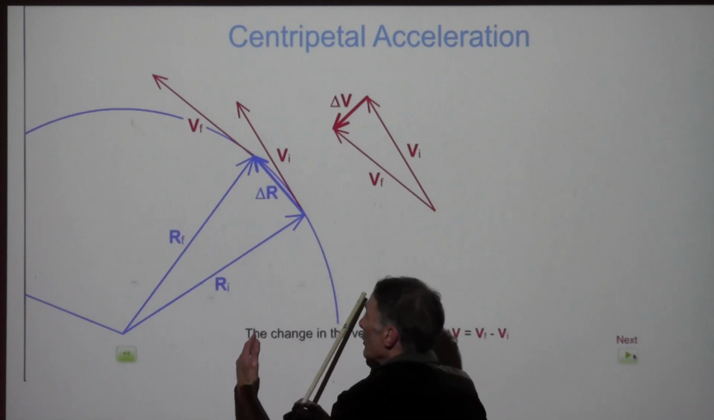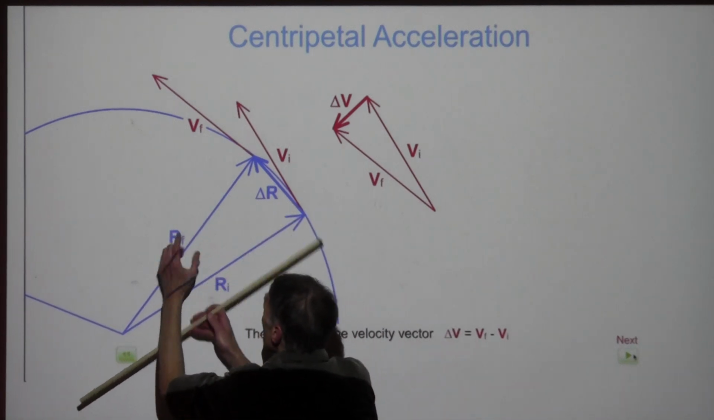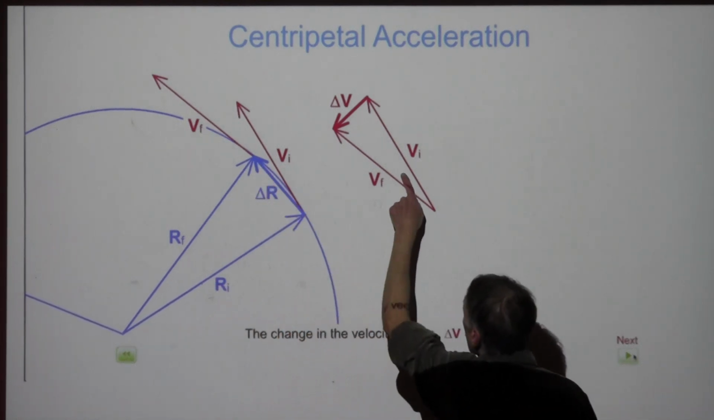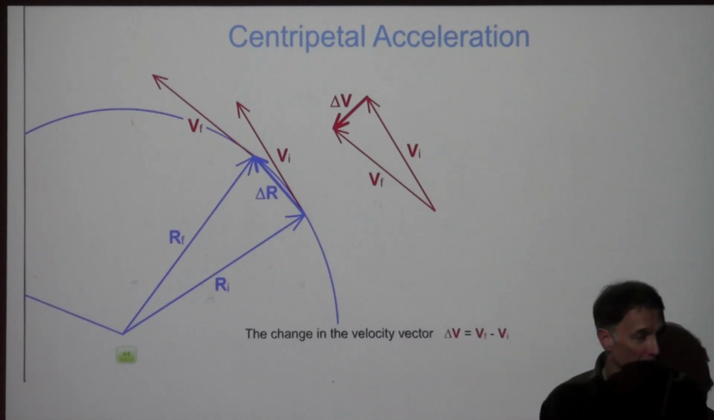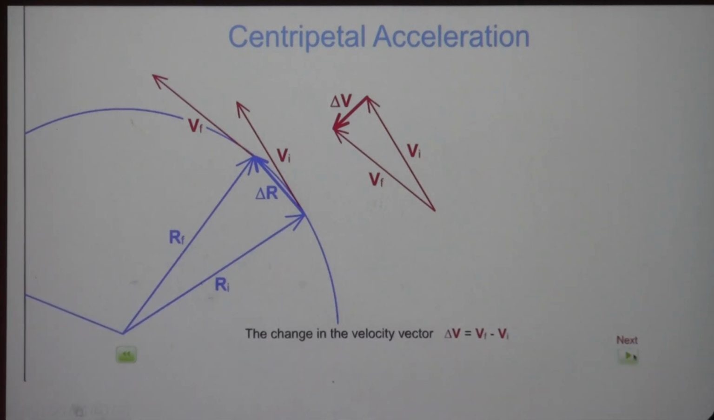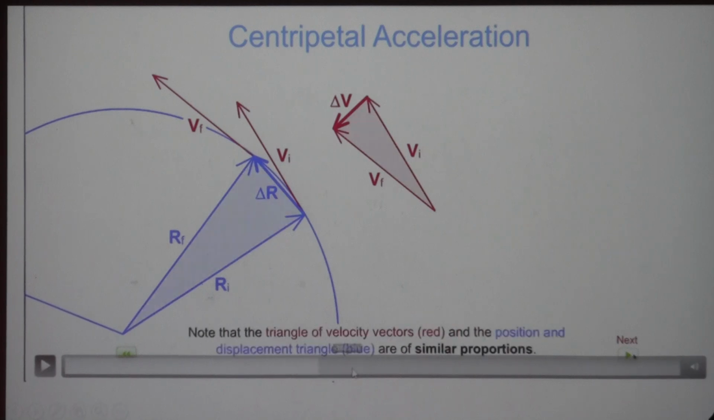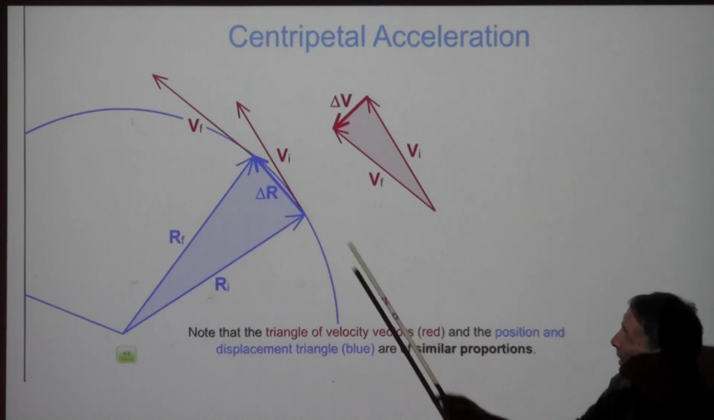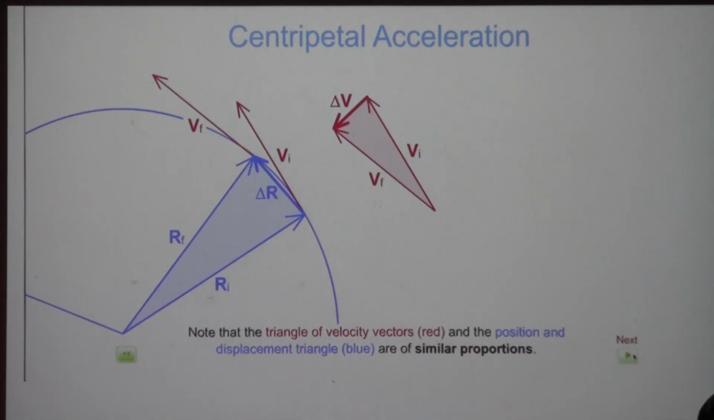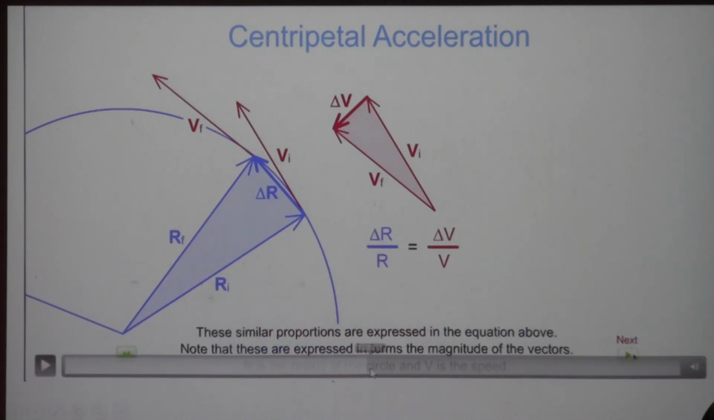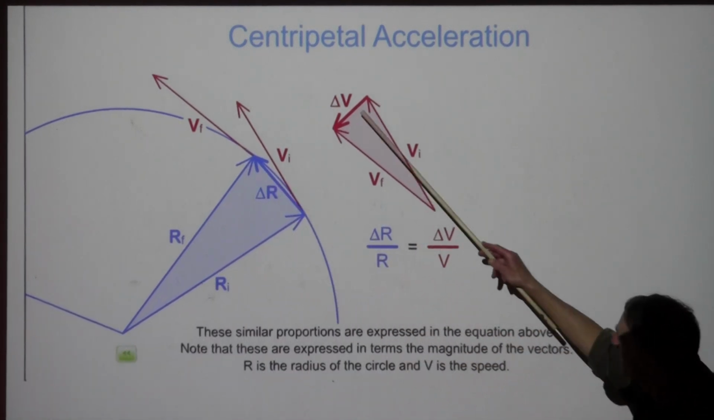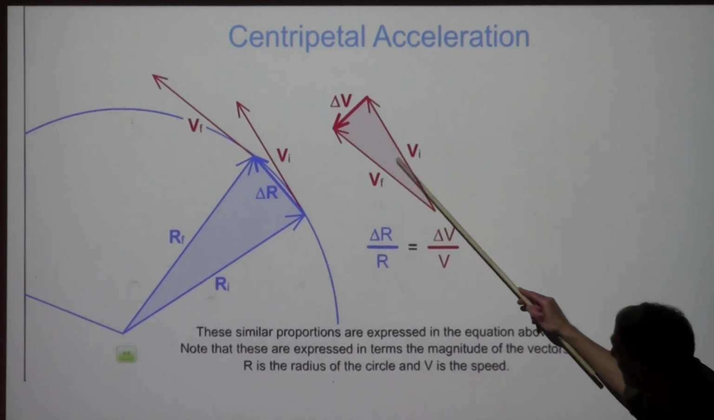Consider that we're going to be taking the limit as delta t approaches 0. This is going to get much narrower, and this is going to fit the curve better. And this angle is also going to get narrower. And so these two, again, are going to be similar triangles. And with the similar triangles, we can just write a simple proportion. Delta R is to R, as delta V is to these velocities, V.